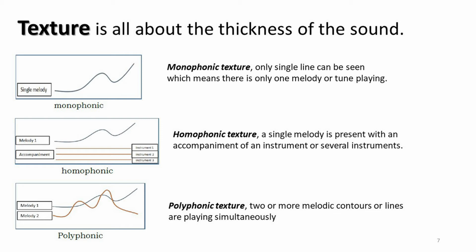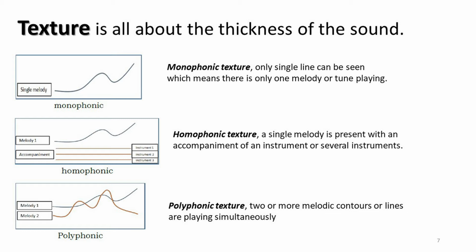Texture is all about the thickness of the sound. In the three diagrams below, the lines represent the melodic movement of a musical piece. For example, in the monophonic texture, only a single line can be seen, which means there is only one melody or tune playing. It is like you are singing alone in the bathroom.